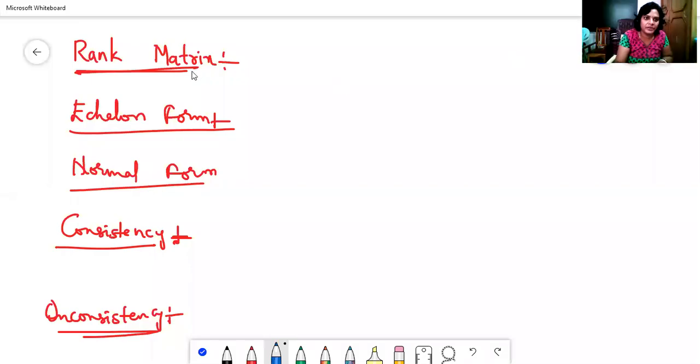First, we can find out the rank matrix. Rank matrix means A is any m by n order matrix. An m by n order matrix is nothing but m rows and n columns. In this, first we can take the minor square matrix.